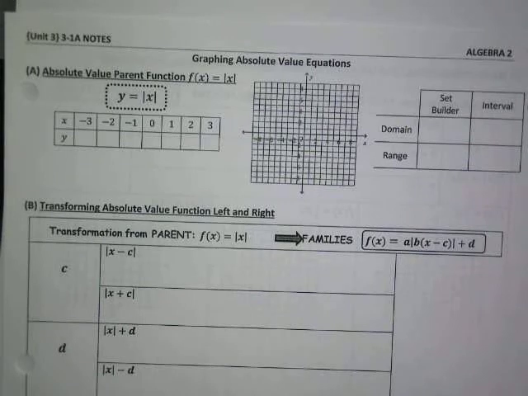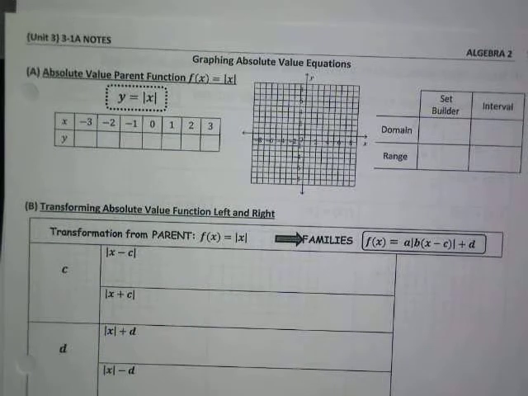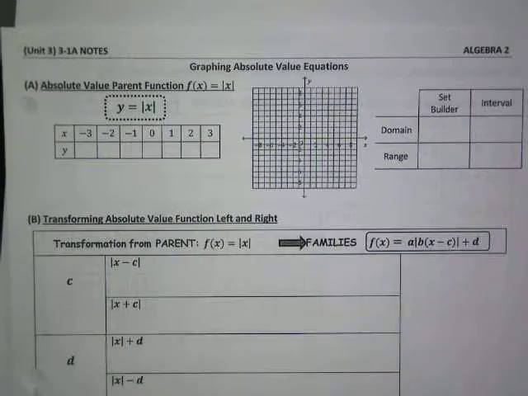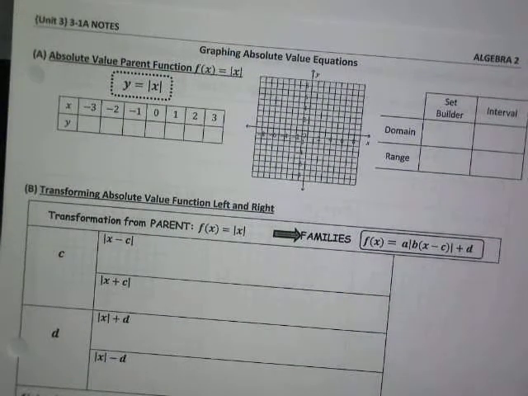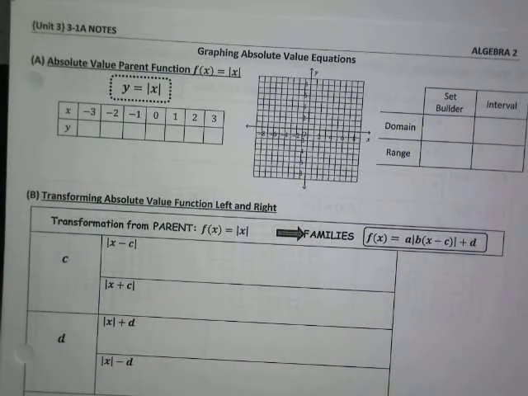So we're going to be graphing absolute value equations. This first part is just a review of the parent function. Does anybody know what the absolute value function does? Make a V. Turns it positive.